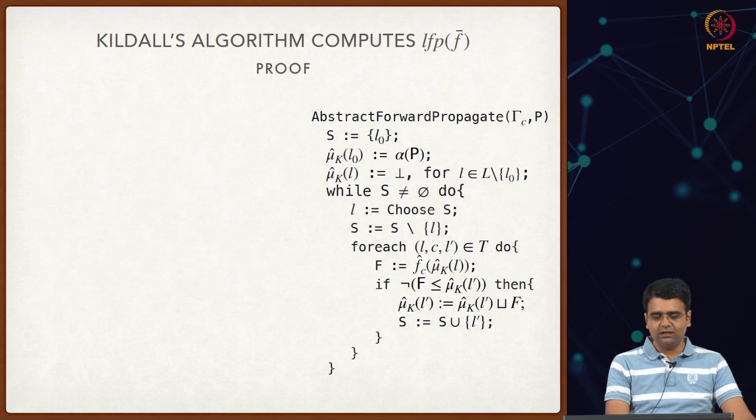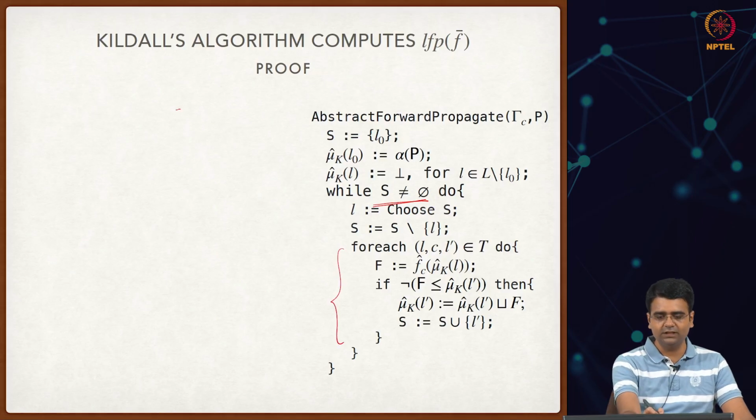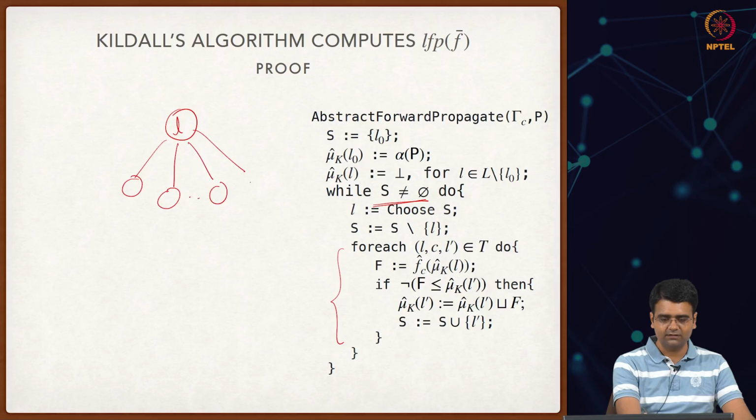Now let us calculate. What happens during the iteration? During an execution of the body of the loop, since we know that S is not equal to empty, because we have actually entered the loop and the loop conditional holds, some location L will be chosen, and then there is this inner for loop. For this location L, this inner for loop essentially propagates the abstract value to each of its successors.